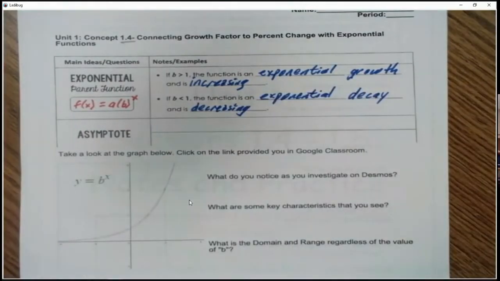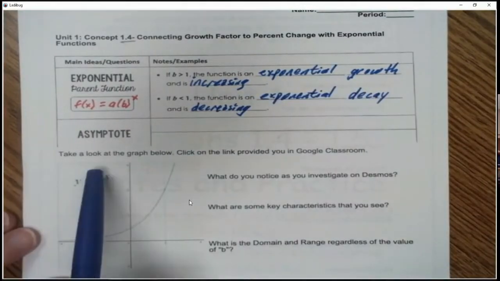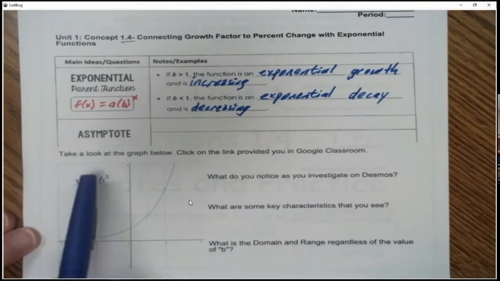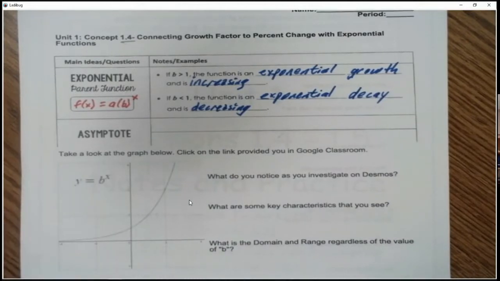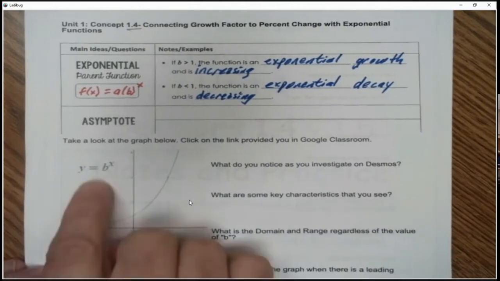So exponential decay would be decreasing. That's where the graph is starting up here and coming down as it goes farther into the x's. All right. So now let's take a look at the graph below.